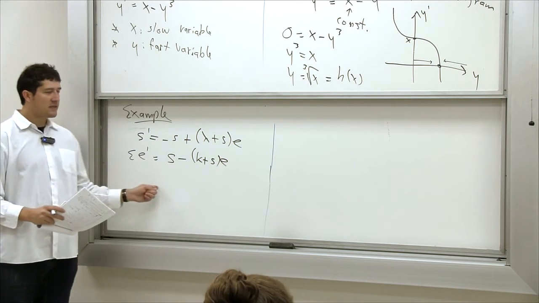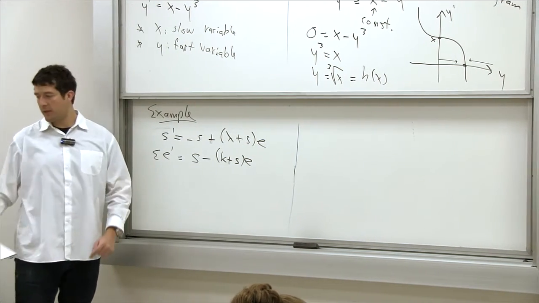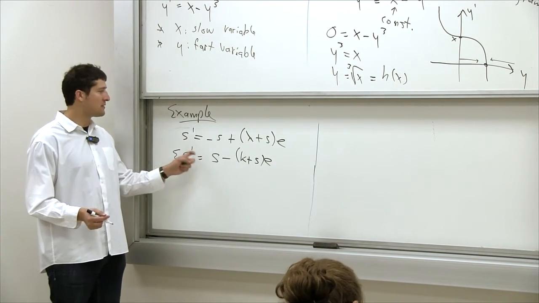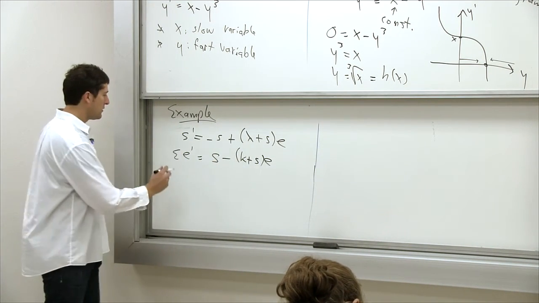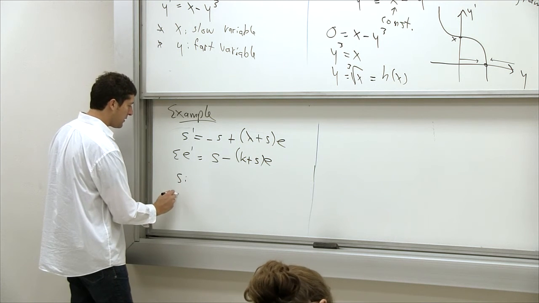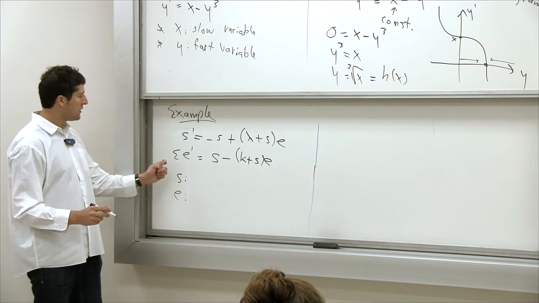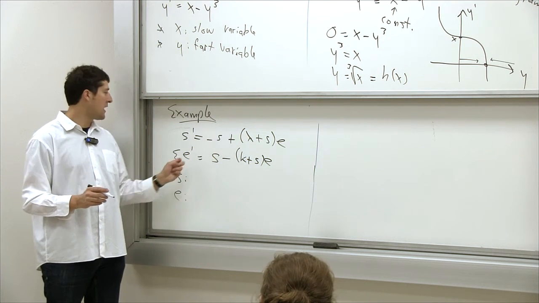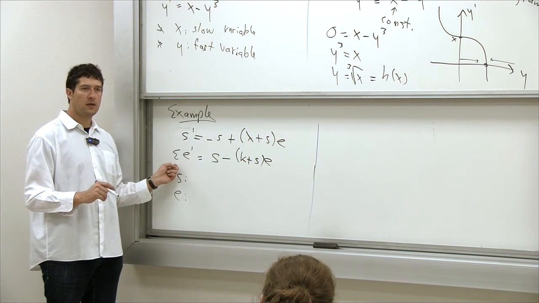Okay. This example looks different for several reasons. First of all, the variables are not x and y. The variables are s and e. Okay? So variables are s and e. Second, the epsilon is not where we're used to having it. The epsilon used to be over here. Now it's over here. Okay?